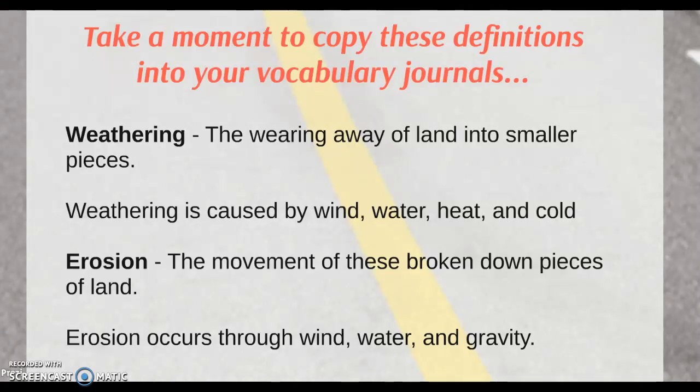Next definition, erosion, the movement of these broken down pieces of land. Again, that is erosion, the movement of these broken down pieces of land. Erosion occurs through wind, water, and gravity.